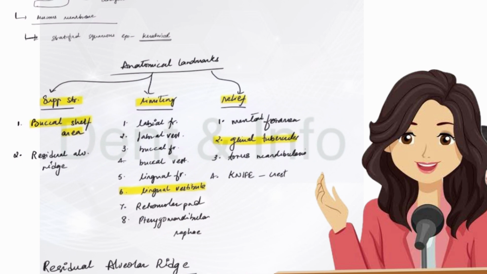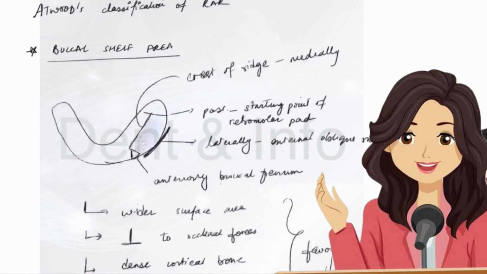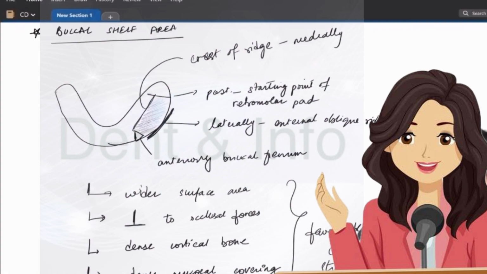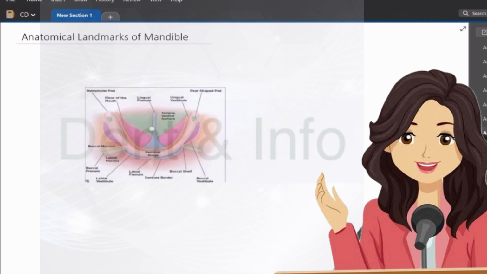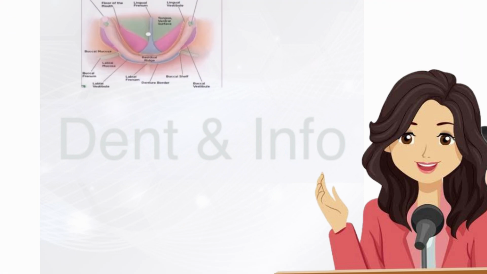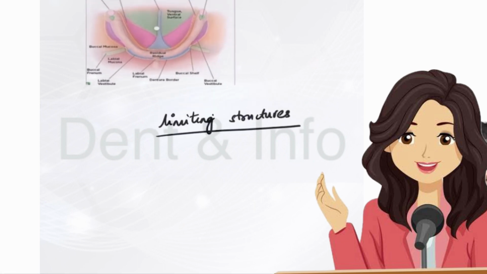Now coming on to our limiting structures. Let's discuss the limiting structures of the mandible. Let me just share the presentation. So I'll write down, on the correct page for it, our limiting structures. Now what we'll do is discuss the points of difference from the maxilla. So if we see our labial frenum, what will be the point of difference?